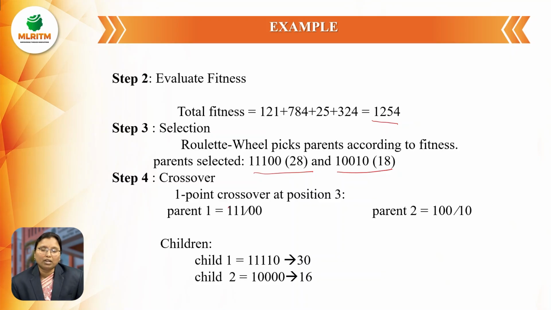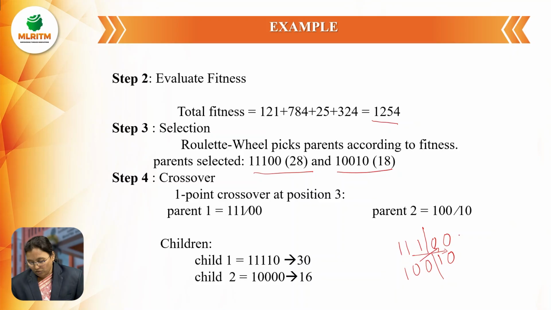Crossover has multiple types. Here I am choosing one-point crossover at position 3. Totally 5 bits are there, and we can select how many positions to take for the crossover. Parent 1 is taken as 11100 and the next parent is 10010. Here I am considering position 3, which means after 3 bits we have to draw the line. After that, we have to cross over.